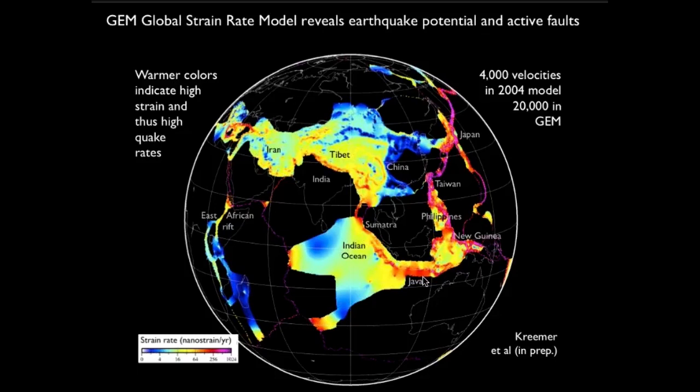Somewhere on this map, you are probably looking at the site of the million-death earthquake that we will experience in all likelihood in our lifetime. So we need to do this. We need to produce such a model.